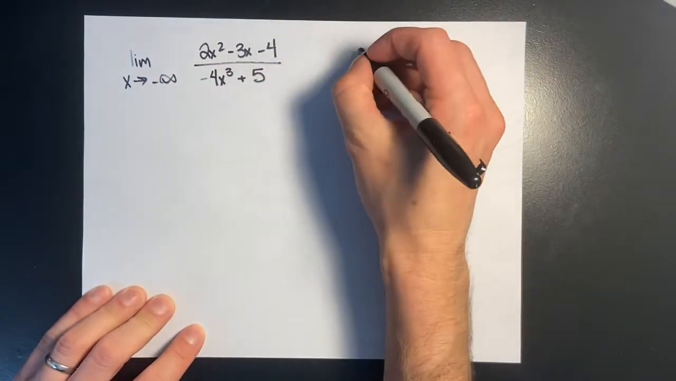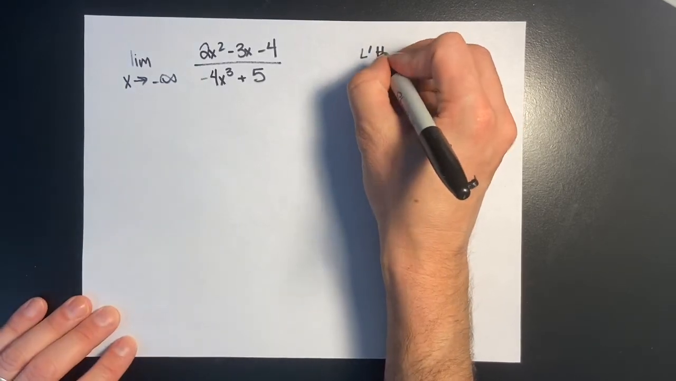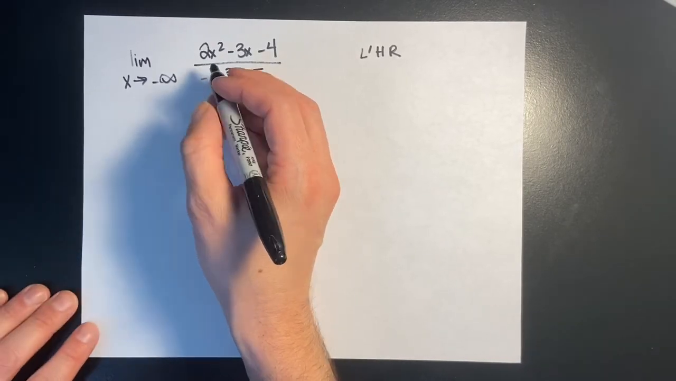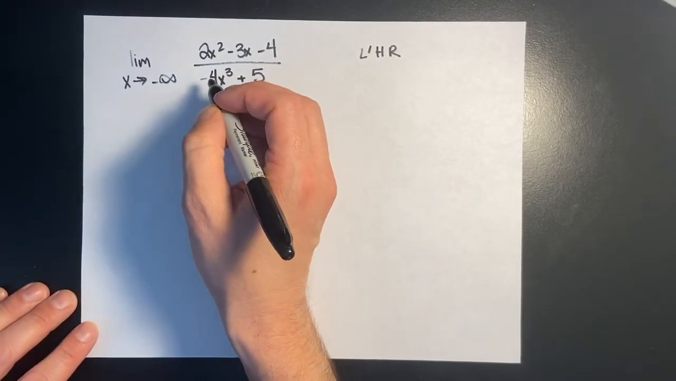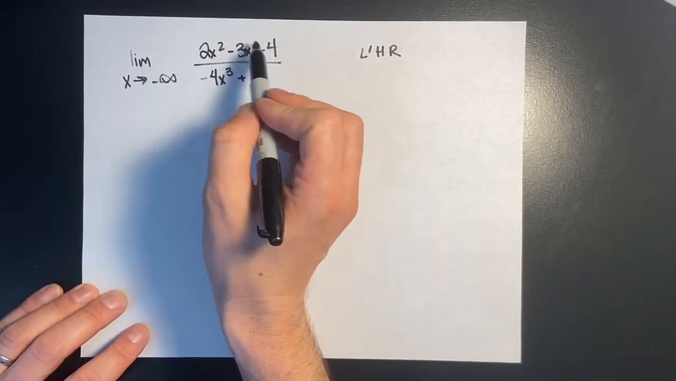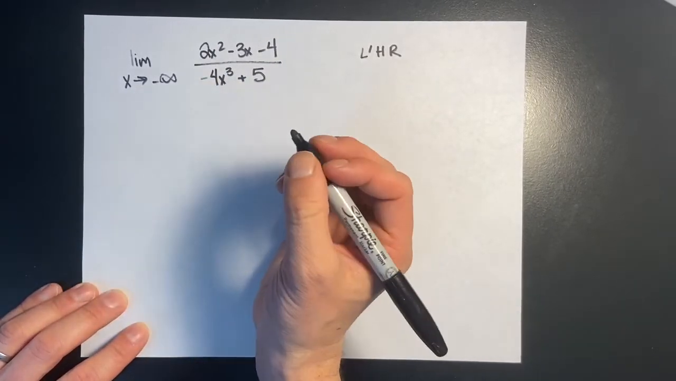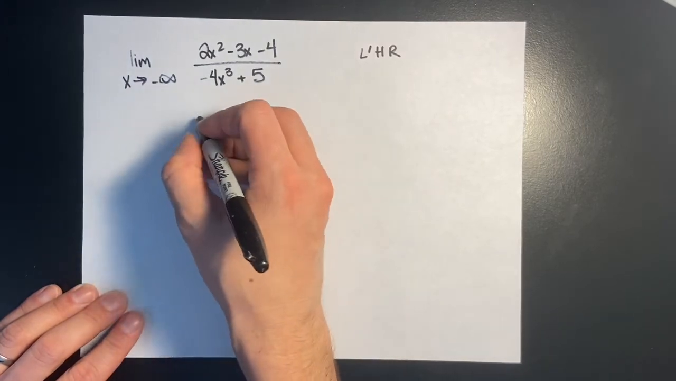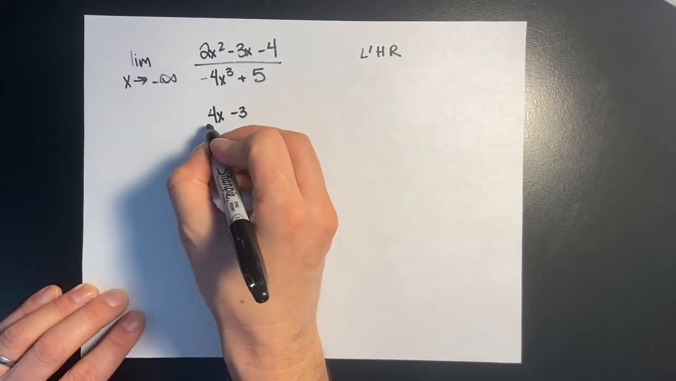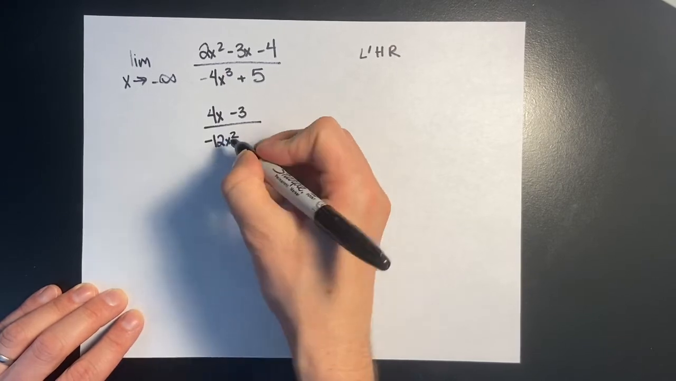So we're going to use L'Hôpital's rule. And I'll make that an LHR. So L'Hôpital's rule says, if you have an infinity over infinity of any kind, or a 0 over 0 of any kind, that's no good. What you do is you take the derivative of the top, take the derivative of the bottom, and then plug it in again and see if you have any luck. So if I take the derivative of the top, I get 4x minus 3. If I take the derivative of the bottom, I get negative 12x squared.